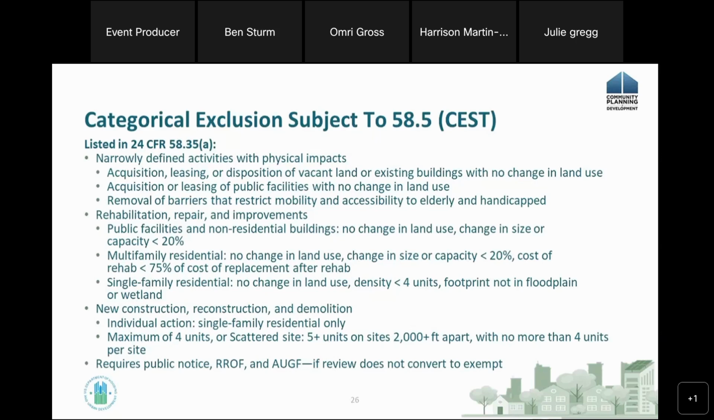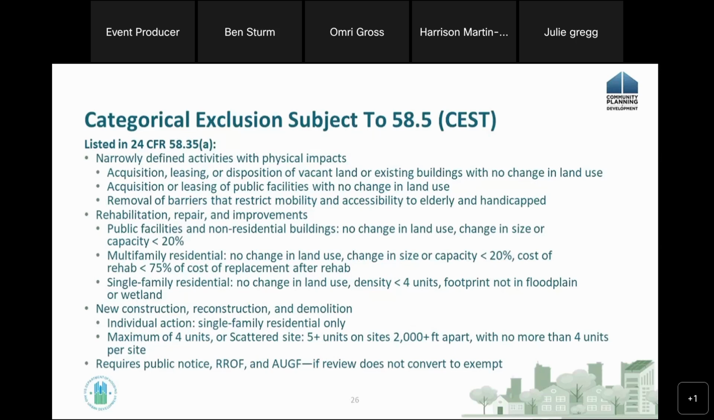Now, categorical exclusions can get extremely technical when you start looking at rehabilitation, repair, and improvement activities. Public facilities and non-residential buildings are CEST unless rehab activities lead to a change in land use or a change in size or capacity greater than 20%. CEST rehab activities with a change in size or capacity less than 20% would include replacement of water or sewer lines, reconstruction of curbs and sidewalks, and repaving of streets.